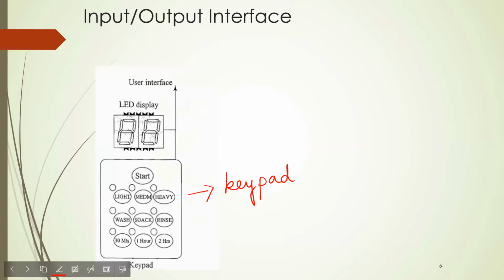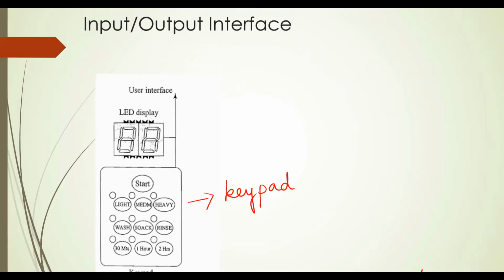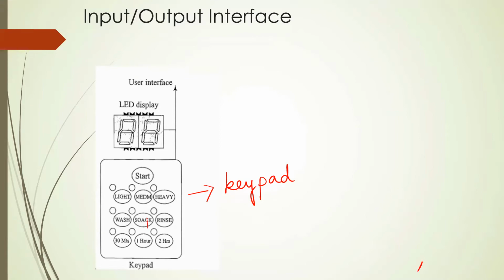What are the various inputs you have? You have options for start. You have options for light, medium, heavy. If your clothes are light, you select light. If it is medium, you select medium. And if you have a very large quantity of clothes, you select heavy. The next is the operation. What are the three operations possible? Basically, you can do wash.